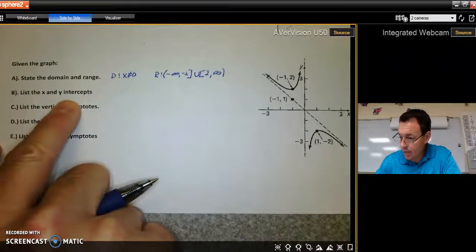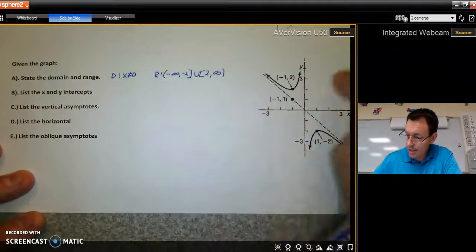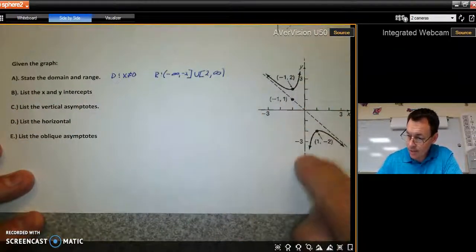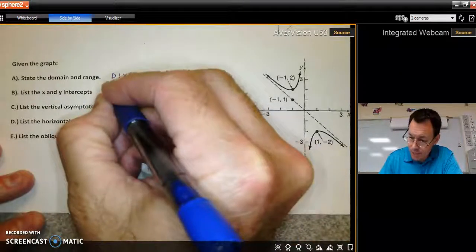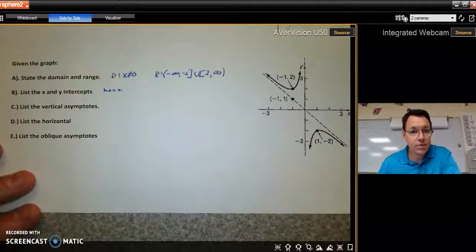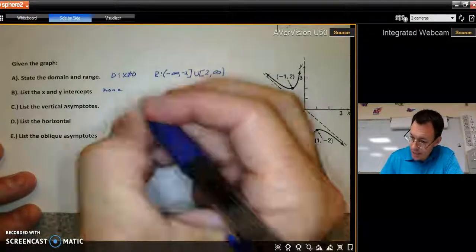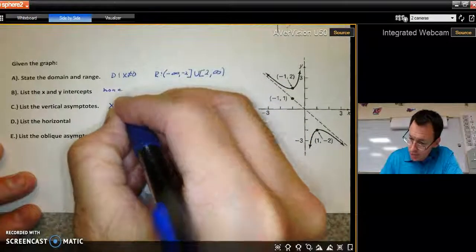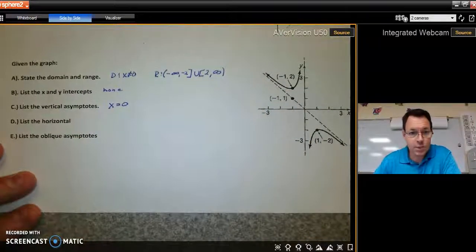List the x and y intercepts. Well, we never cross the x-axis. We are never going to cross the y-axis because that's a vertical asymptote, so there are none. The answer could be none. List the vertical asymptotes. We already did. We said that x equals 0 is a vertical asymptote.